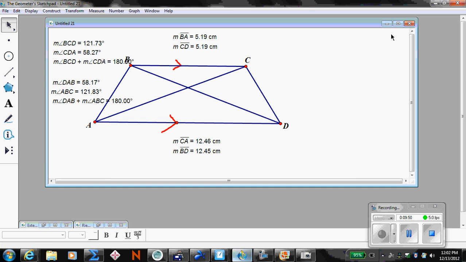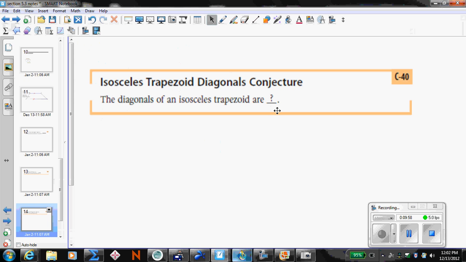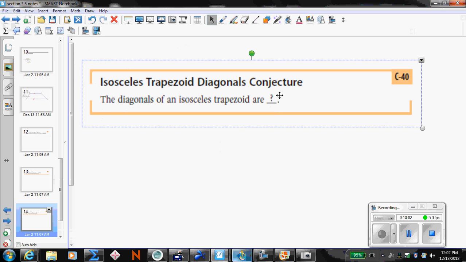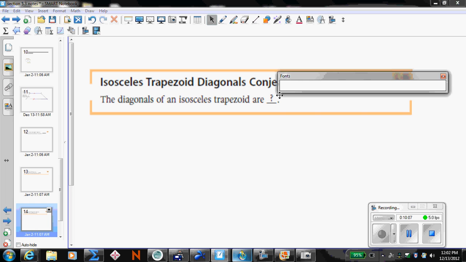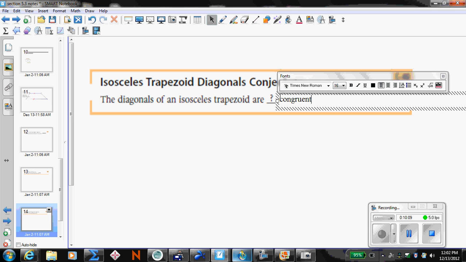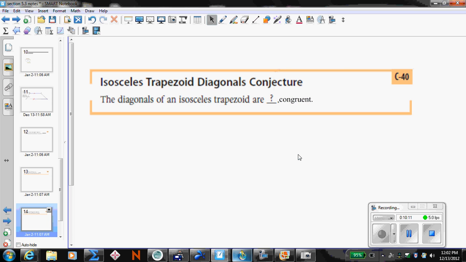So there are three special things that happen with the trapezoid, three conjectures, this being the third one. So the diagonals of an isosceles trapezoid are congruent. And that concludes all of the information that you need to know from section 5.3. I'll see you in class tomorrow.